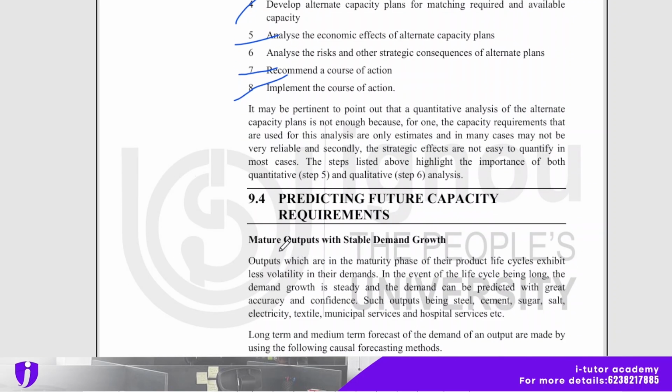And it may be pertinent to point out that a quantitative analysis of the alternative capacity plans is not enough, because for one, the capacity requirements that are used for this analysis are only estimates and in many cases may not be very reliable, and secondly, the strategic effects are not easy to quantify in most cases. The steps listed above highlight the importance of both quantitative, that is step 5, and qualitative, that is step 6, analysis. Okay.